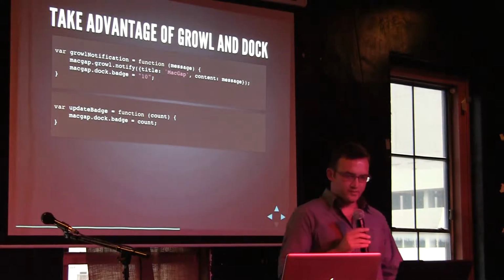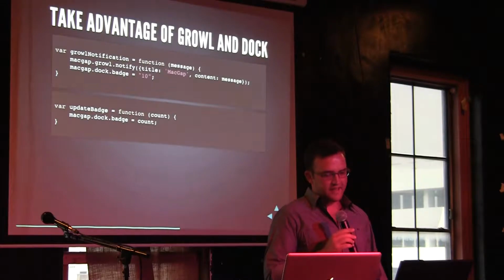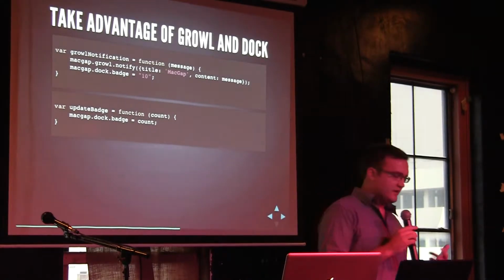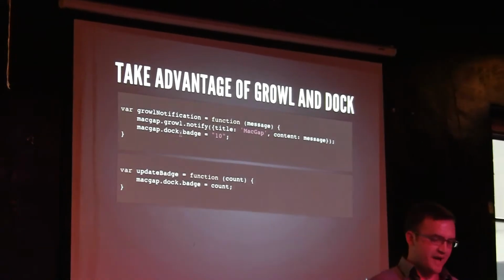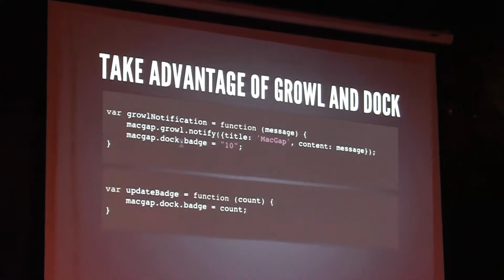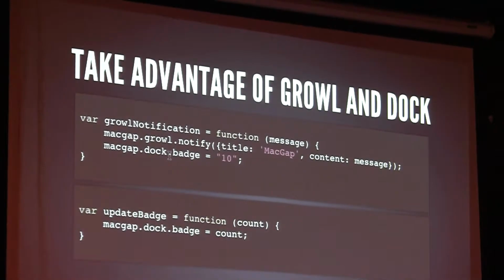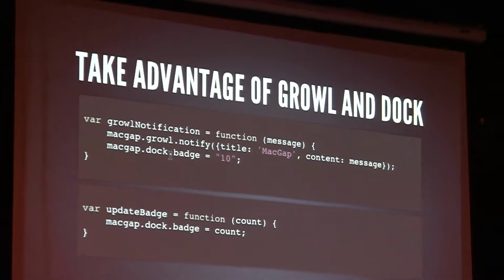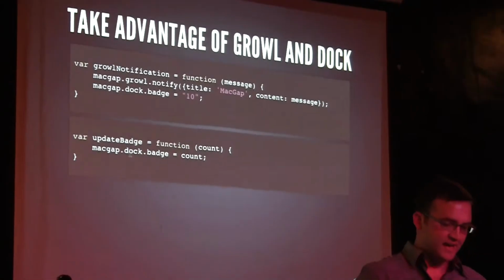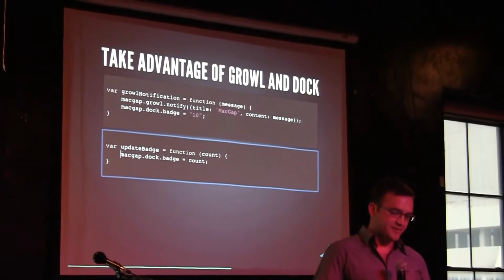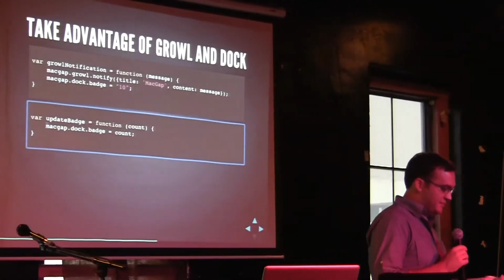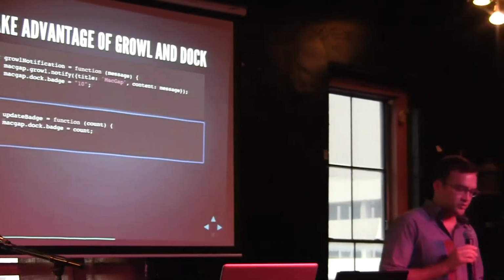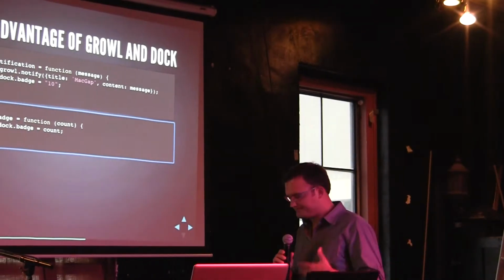So in Mac app, also in PhoneGap, they provide an object called MacApp. And here you can see we have a MacApp.notify call. I pass them an object for the title and then the content. Very simple stuff. Same thing with the update badge. I can literally do MacApp.dock.badge equals count. There's other APIs such as the application sleep state, what to do when it awakes, things like that.